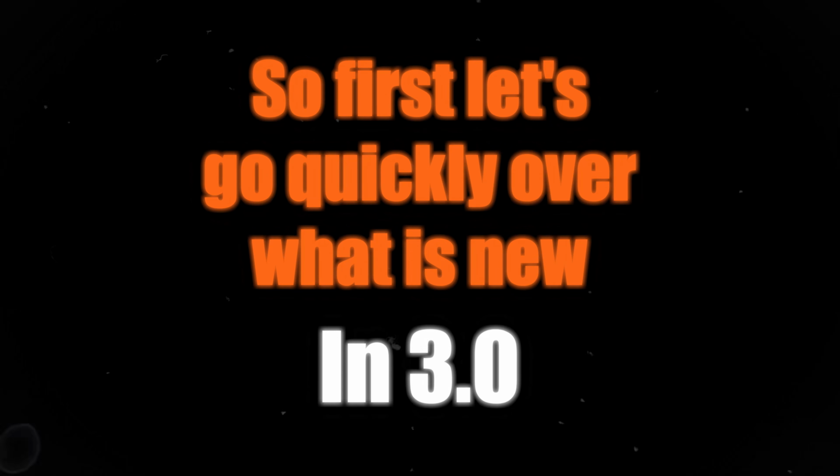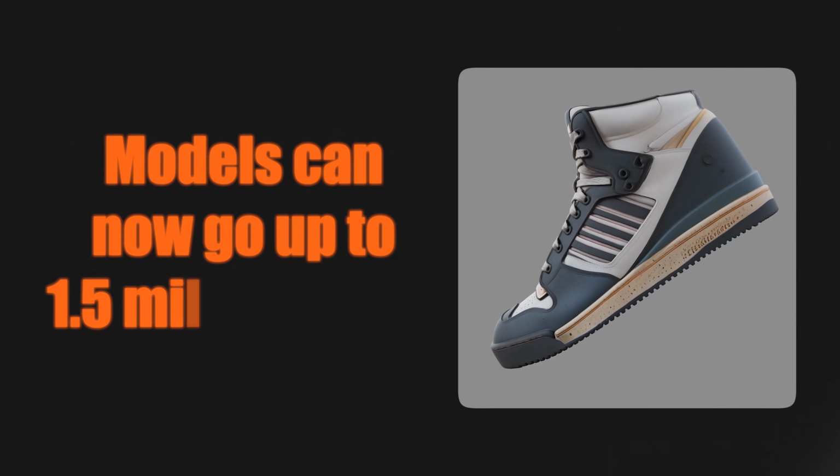So first, let's go quickly over what is new in 3.0. The first big change is that models can now go up to 1.5 million faces. For much more detail compared to 3.5, which generates less. 3.0 is also built on 3.6 billion voxels, which means higher precision for complex shapes.